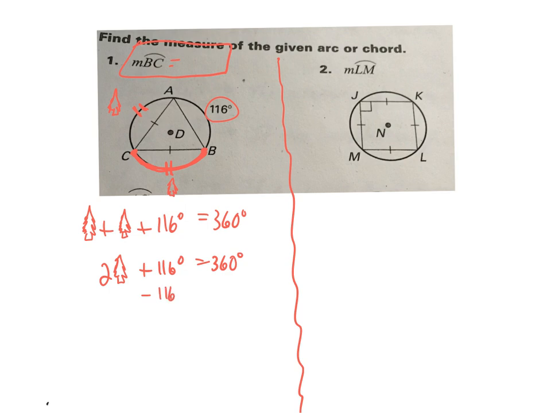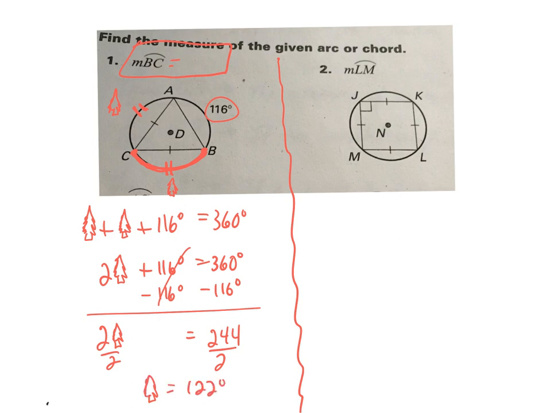We can move the plus 116 to the other side by subtraction. And so what we're left with is 2 holiday trees is equal to, what is that, 244? I should probably double check just to make sure I'm not messing that up. Yep. And then to get rid of the times 2, divide by 2. So each of the holiday trees is going to be equal to 122 degrees. So to answer our question then, the measure of arc BC, same as holiday tree, is 122 degrees.